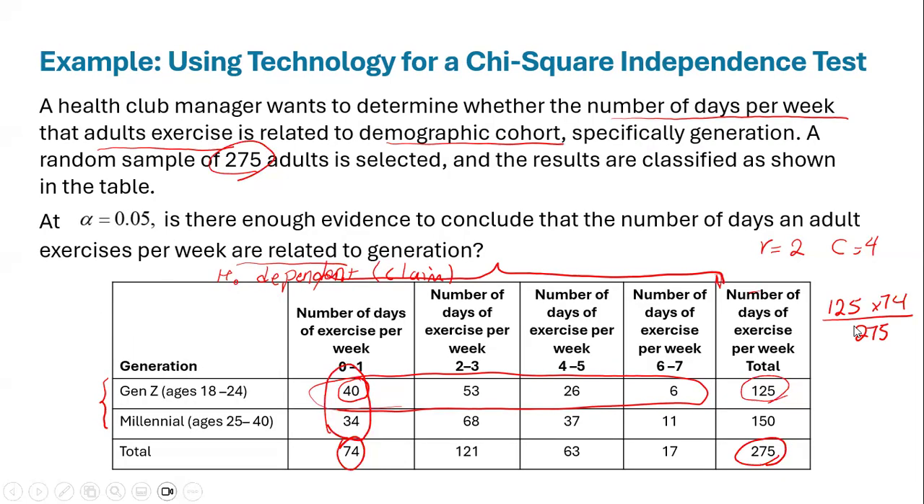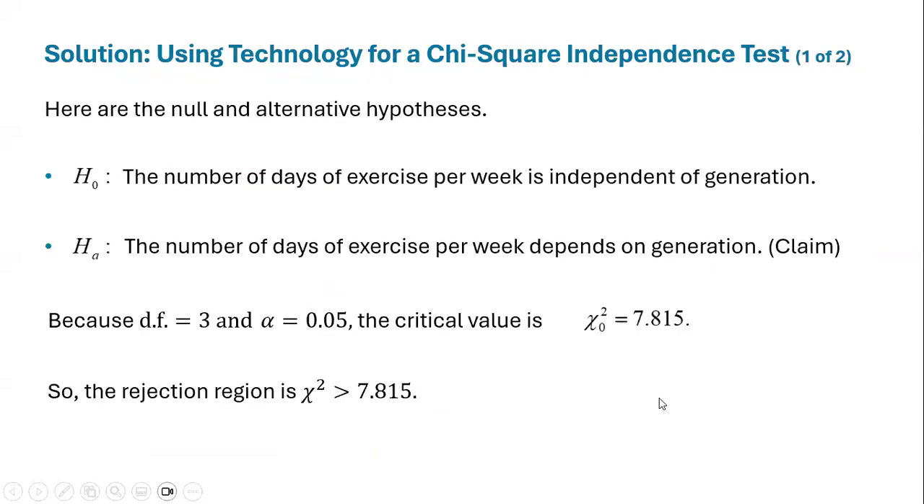After finding the expected frequency for each cell, now it's time to write the null and alternative hypothesis. As I said, for the null hypothesis, we put independent. For the alternative, we say dependent. So we say the number of days of exercise per week is independent of generation, and the number of days of exercise per week depends on generation. And we know that the claim is on the alternative.